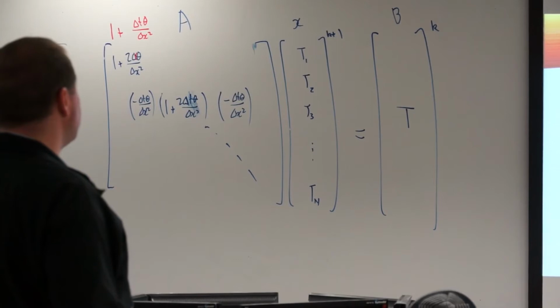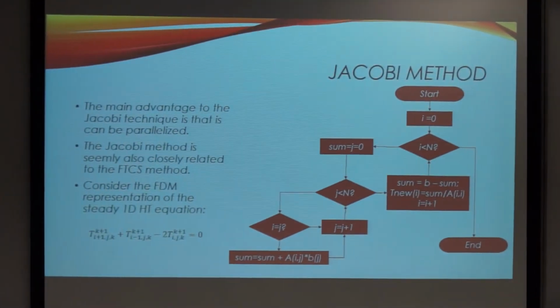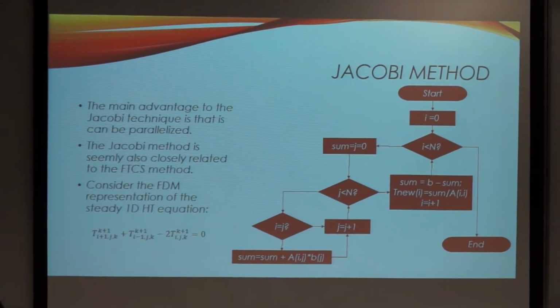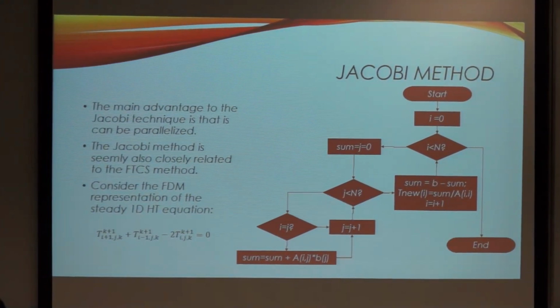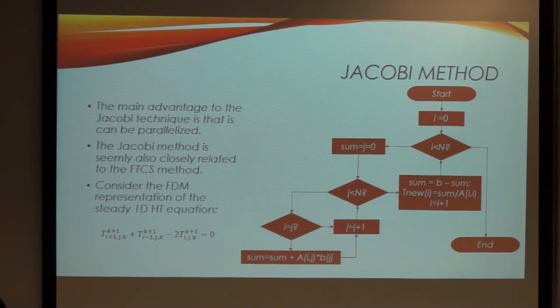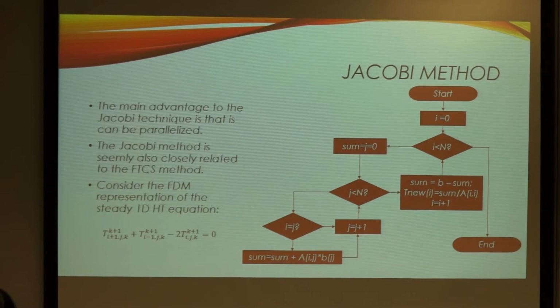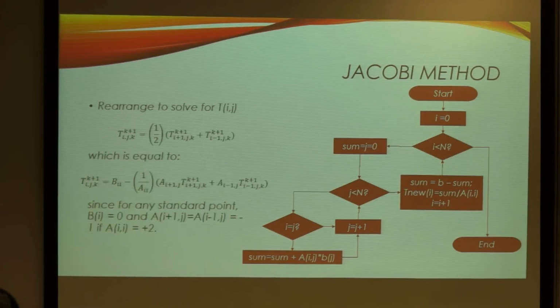So let's have a look at our steady representation for the 1D heat transfer equation. For steady heat flow, the time derivative is gone and we only have one of the right-hand terms plus one of the left-hand terms minus two of this one. We want to solve for T of ij. In this case, it's a 1D problem, so we're looking for Ti. All we need to do is move this over to the right-hand side and divide by 2. So we have T of ij equals a half of this plus this.